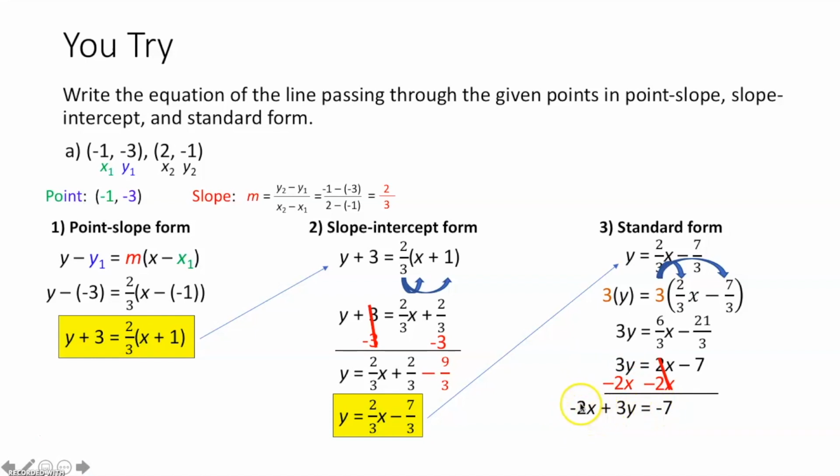Now, last but not least, I need my a term to be positive. So I'm going to multiply everything in the equation by negative 1. When I do that, I just change the sign of each term.